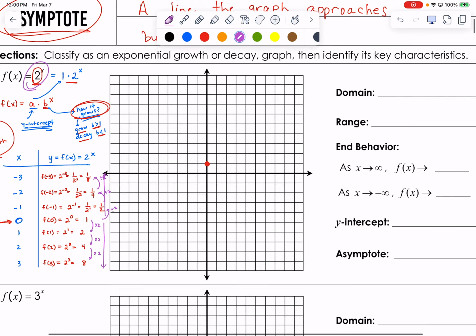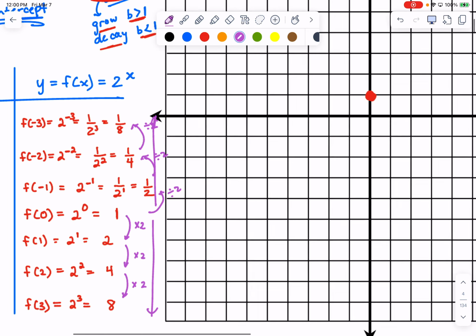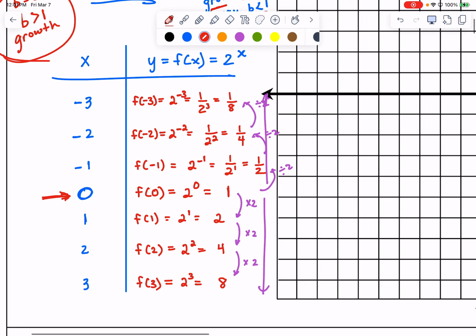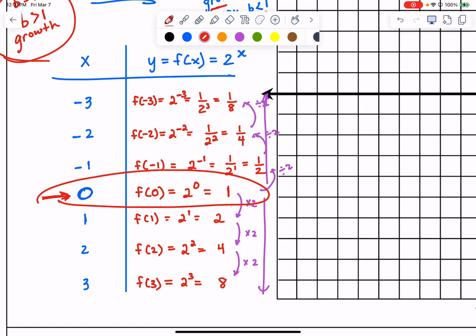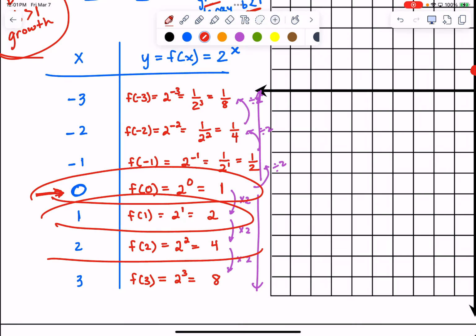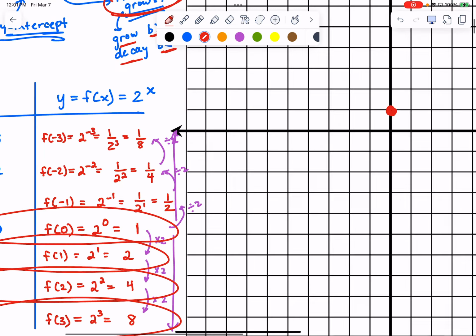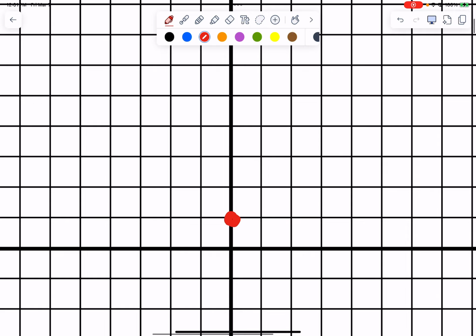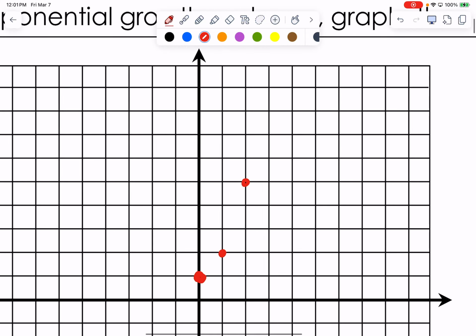Now, here's what this is going to look like. You ready? Here we go. First look at an asymptote. So we're going to plot all these points. We've already got 0, 1 plotted. Now we're going to go to 1, 2, 2, 4, and 3, 8. Plot those. So we're going to go 1, 2. What's the next one? 2, 4. 3, 8.